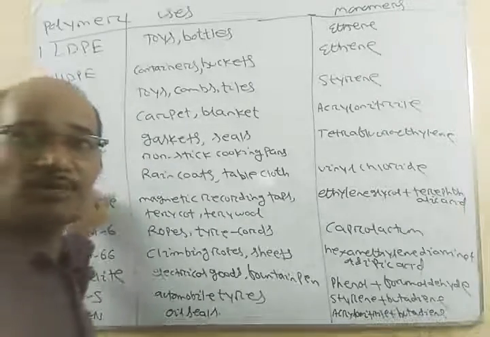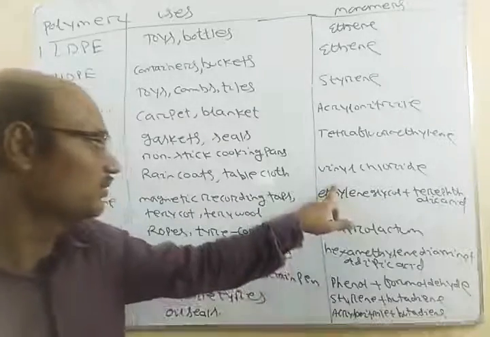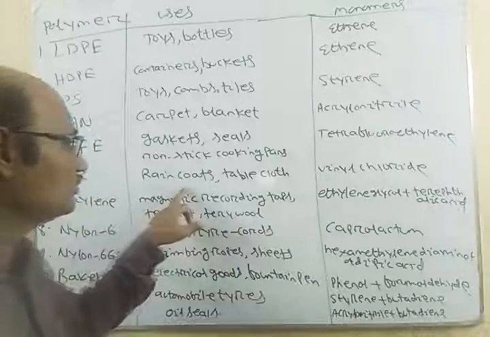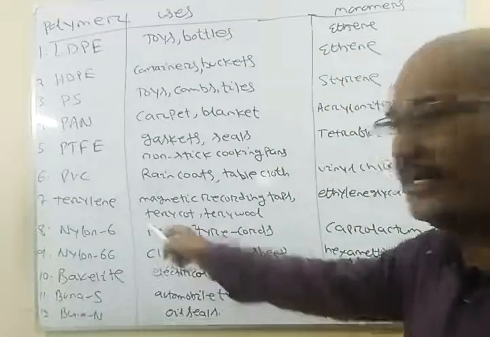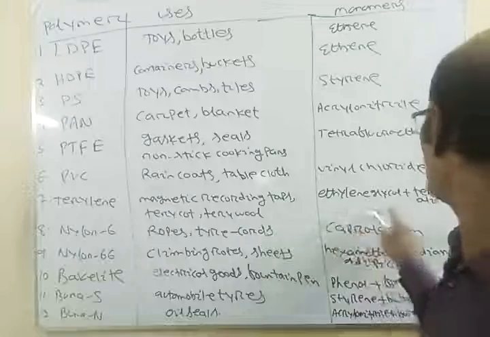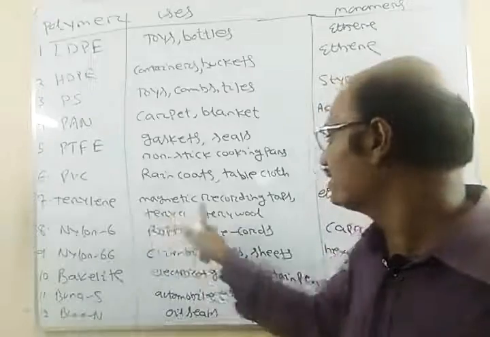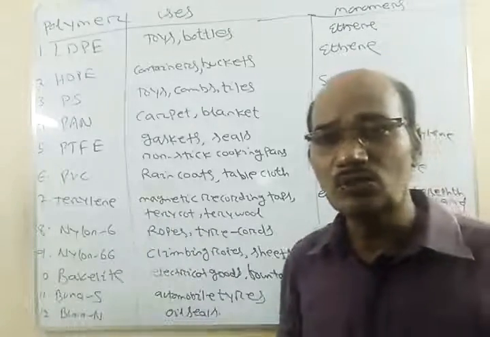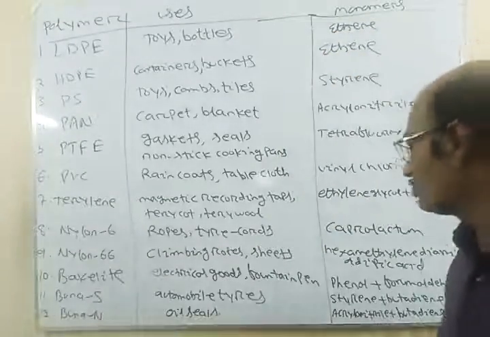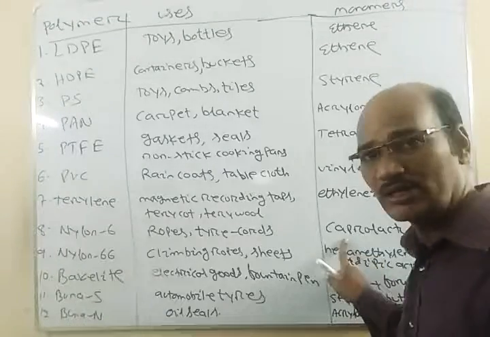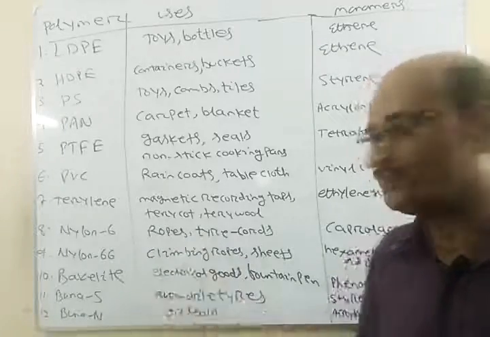Now PVC, polyvinyl chloride. Here the monomer is vinyl chloride and we are using it to prepare raincoats and tablecloths. Then terylene, the monomers are ethylene glycol and terephthalic acid, and here we are using it for making magnetic recording tapes, terry wool, etc. Now nylon 6, the monomer is caprolactam, and we are using it for preparing ropes and automobile tire cords.